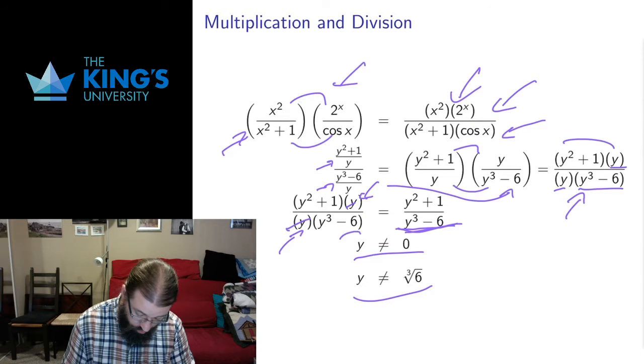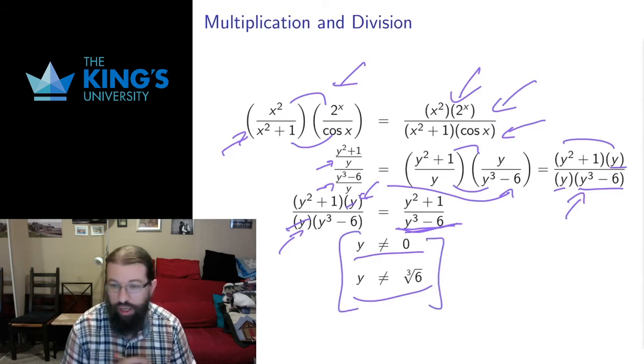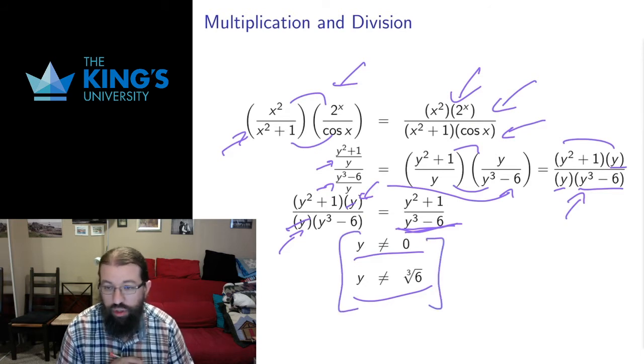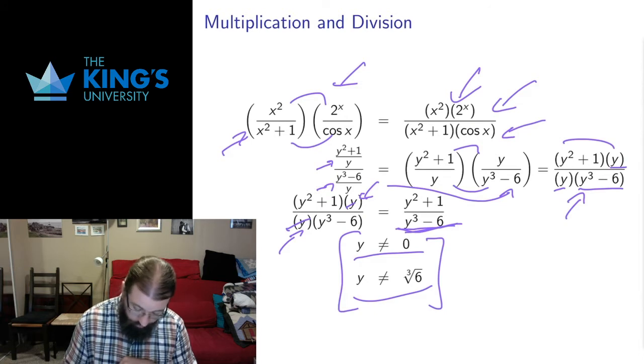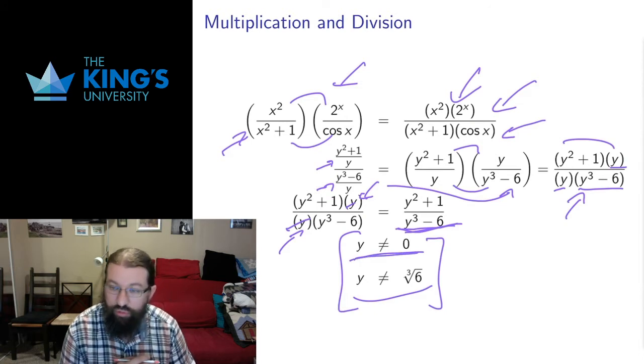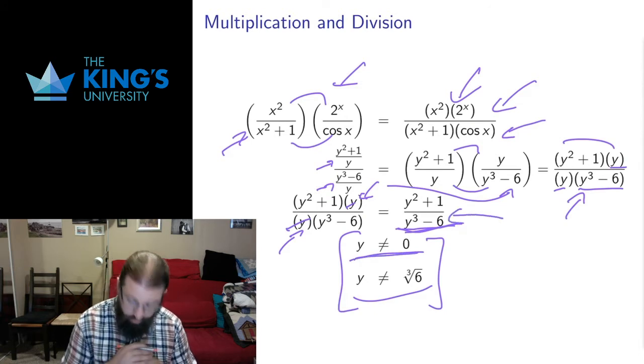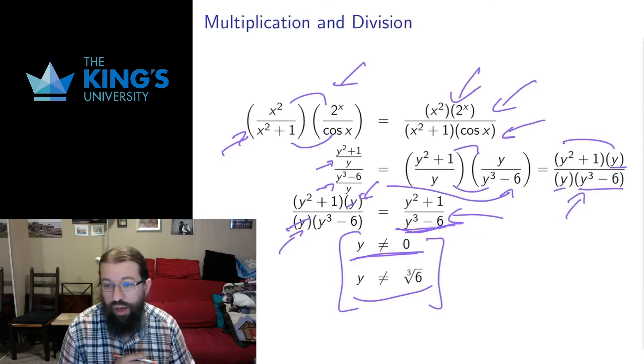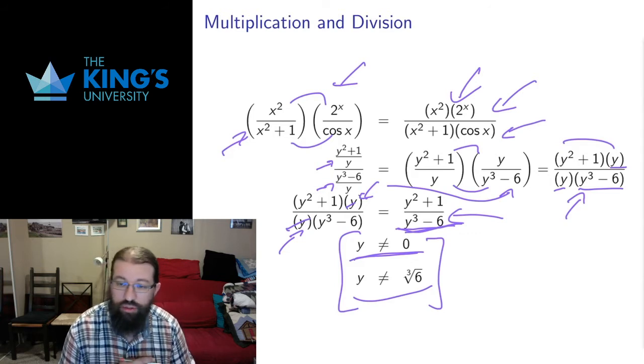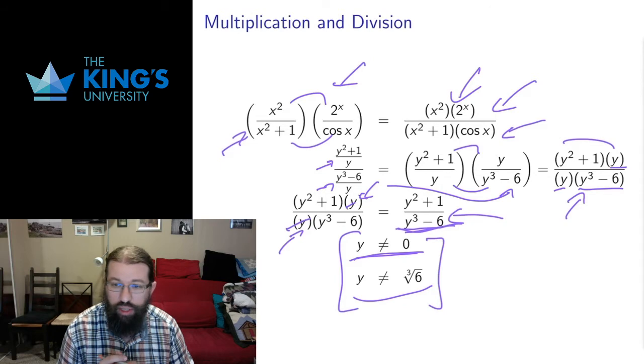So there's sort of two cautions that I have to have for this particular division to think about. Even though this first one, y not equal to 0, is sort of invisible in the final form of the fraction, I can't see that y not equal to zero, but it was part of the process to get me there.